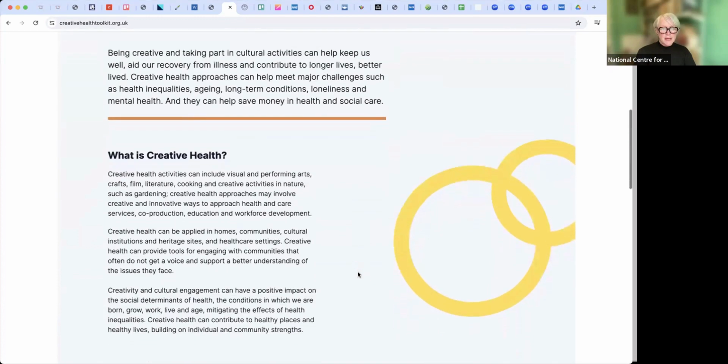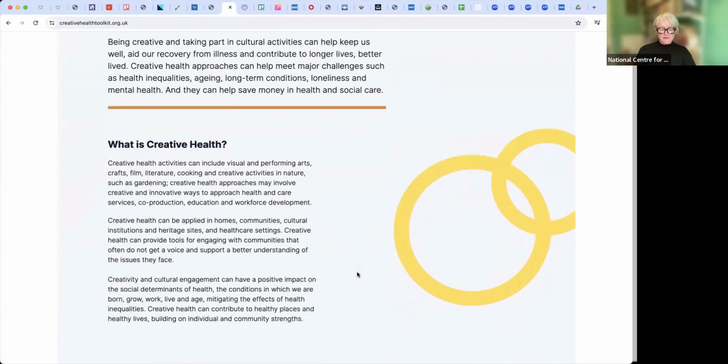Further down on the home page, there is a definition of what we mean by creative health, which can include activities using any art form, as well as cooking and creative activities in nature, and creative health approaches, which may involve creative and innovative ways to approach health and care services, co-production, education and workforce development, for example.